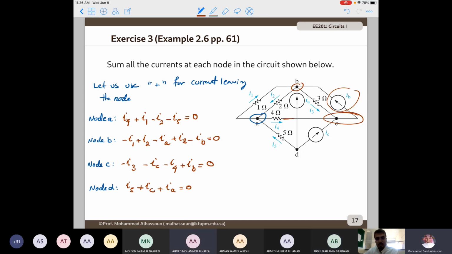Doctor, how can I know that? Here the connection is marked with a bullet point in this circuit. If there is a black point, it means that the wires are connected. In this specific circuit. Any other questions? What about other circuits? We'll see, inshallah, in other circuits.